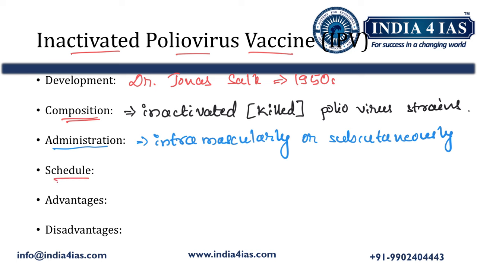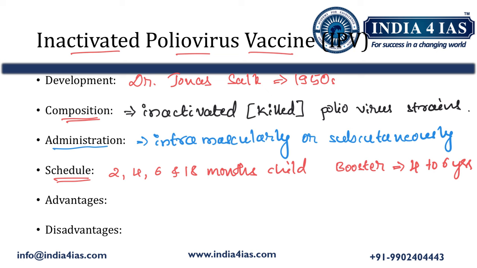The schedule of the administration of this vaccine is as follows. Typically, this vaccine is given in multiple doses. The vaccination starts when the child is 2 months, 4 months, 6 months, and 18 months old, and a booster dose at 4 to 6 years of the child.